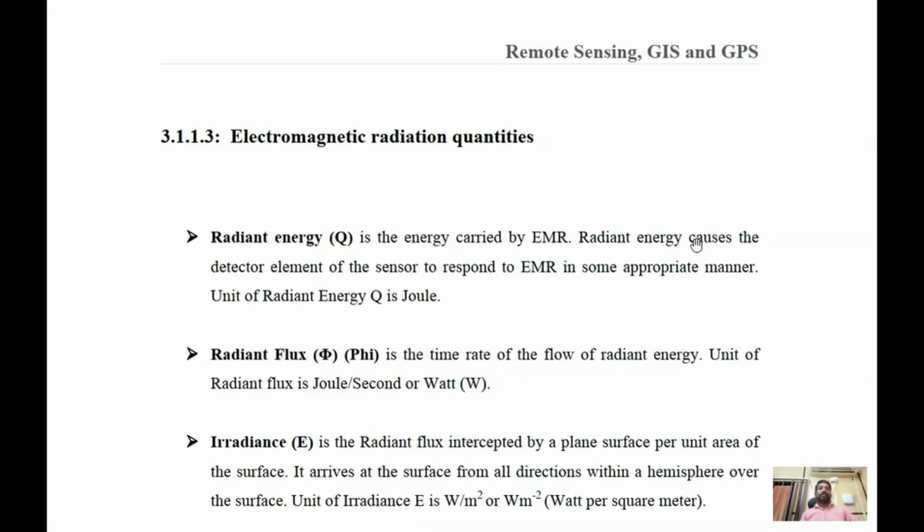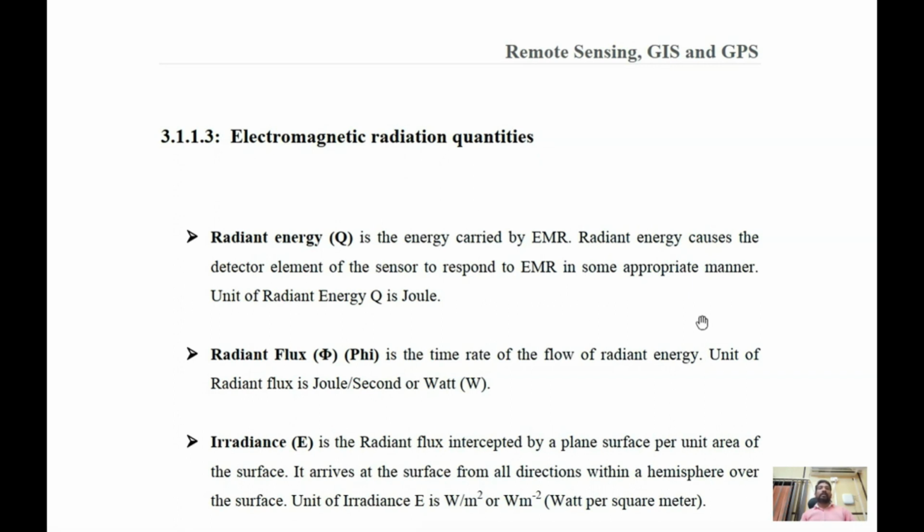Electromagnetic radiation quantities. Radiant energy is the energy carried by EMR. Radiant energy causes the detector element of the sensor to respond to EMR in some appropriate manner. The unit of radiant energy Q is the joule. Radiant flux Φ is the time rate of the flow of radiant energy. The unit of radiant flux is joule per second, or watt.